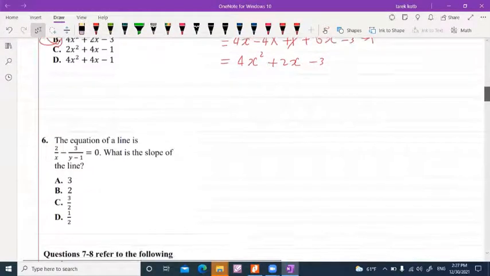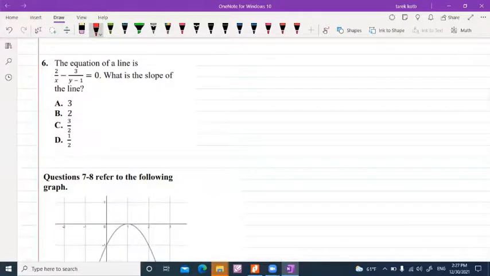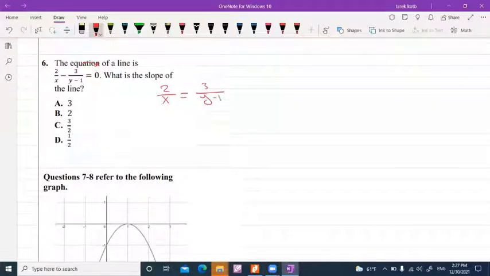Okay. Number 6. The equation of the line is 2 over x minus 3 over y minus 1. What's the slope of this line? Okay, this is a fraction expression. I think it's better to take this to the other side. It will be 2 over x is equal to 3 over y minus 1, and then cross multiply.